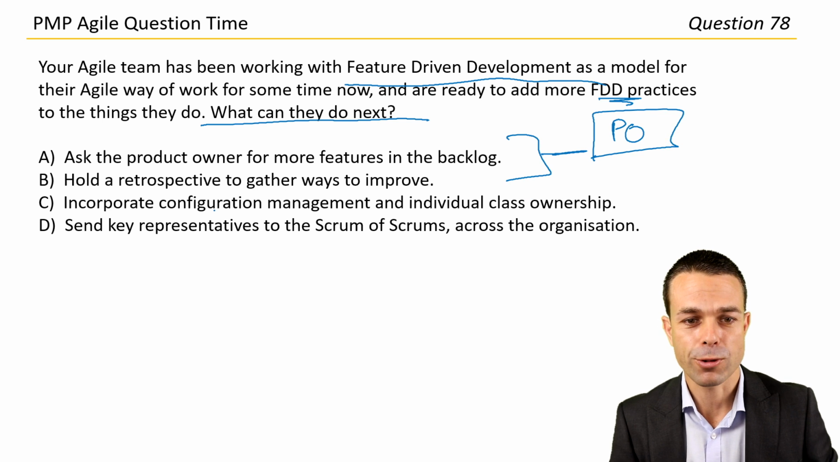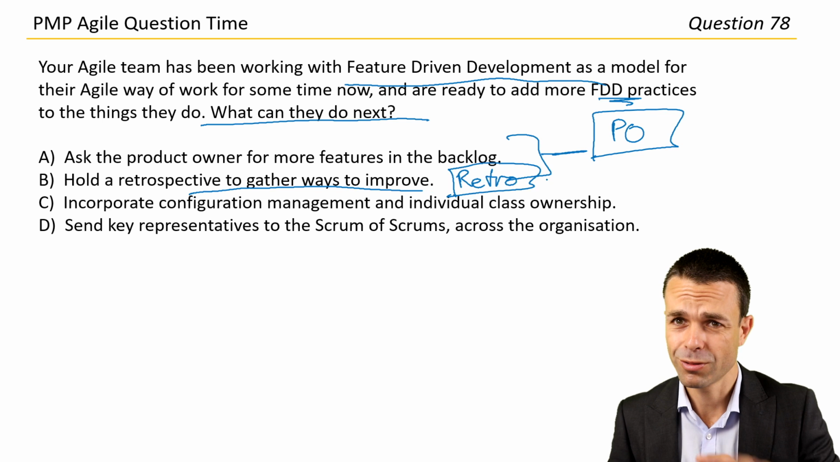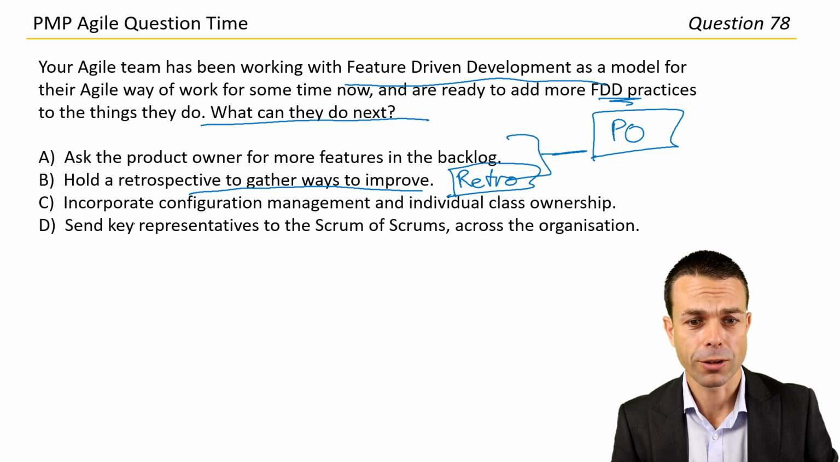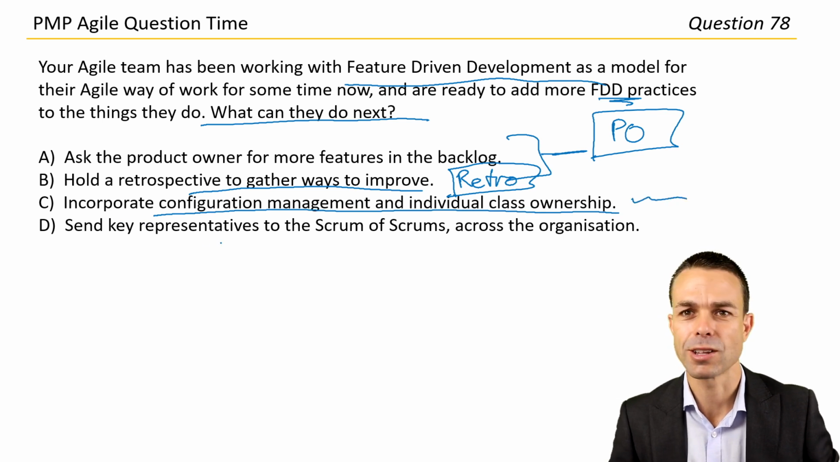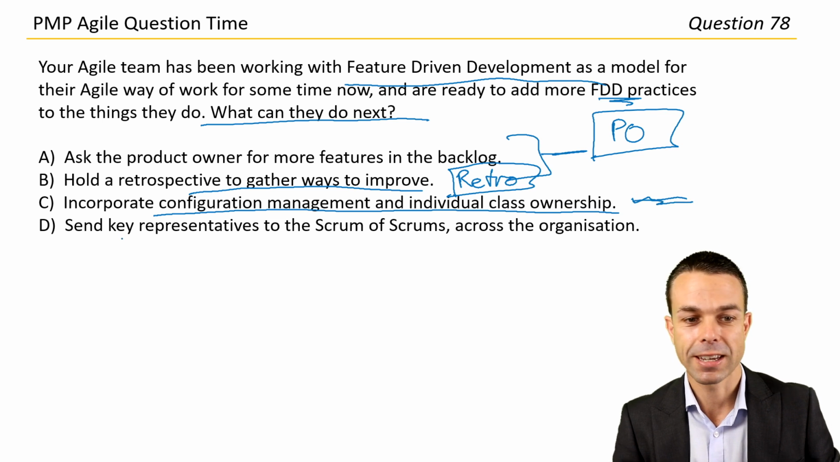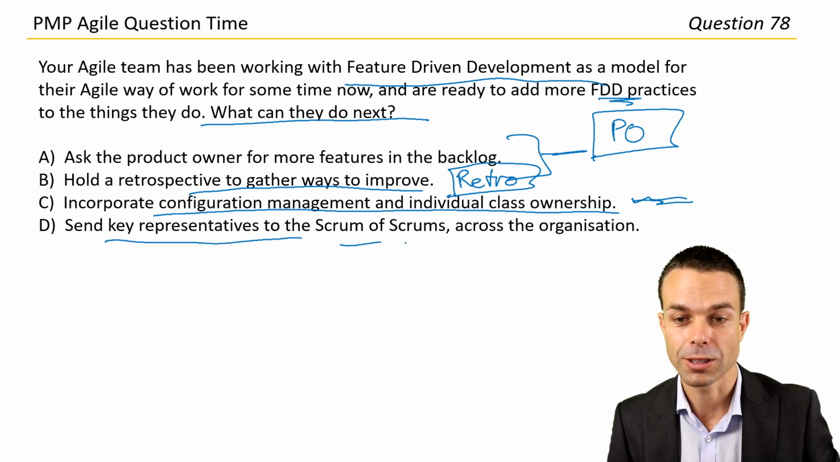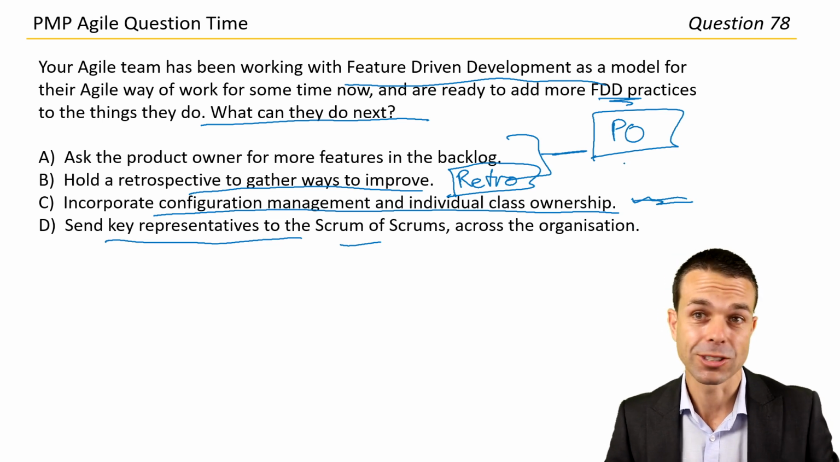That's okay. Hold a retrospective to gather ways to improve. Yes, that's also good. Retrospective is also quite good. We want to gather ways to improve. That's a maybe as well. Incorporate configuration management and individual class ownership. That sounds a bit more complex, but that's a maybe as well, because these are things that as you delve more into feature-driven development, they're actually a part of feature-driven development. So let's put that as a maybe as well, and send key representatives to the scrum of scrums across the organization. That's also good. So all of these are agile practices, so this is really important.